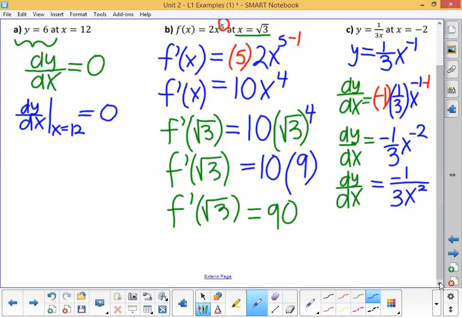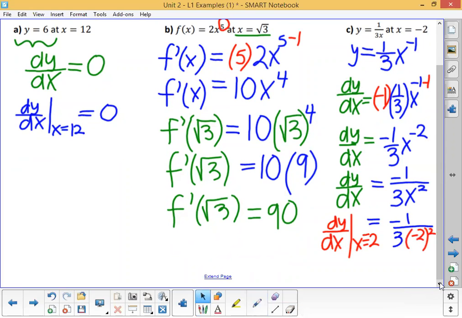Now, when it comes to substituting my point in, I can write it as dy over dx at the point x is equal to +2, and now substitute it straight into the equation as -1 over 3 times, oh, I'm sorry, it was supposed to be when x is equal to -2. So -2 squared, which gives me a final answer of -1 over, -2 squared is +4 times 3, -1 over 12.